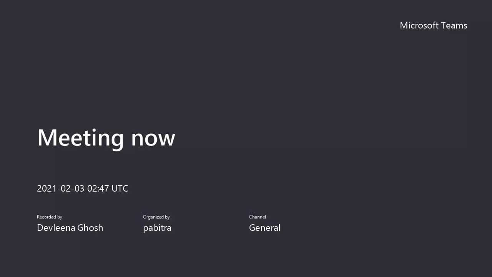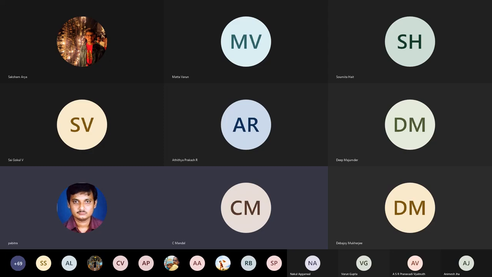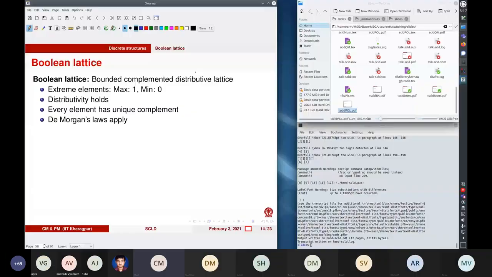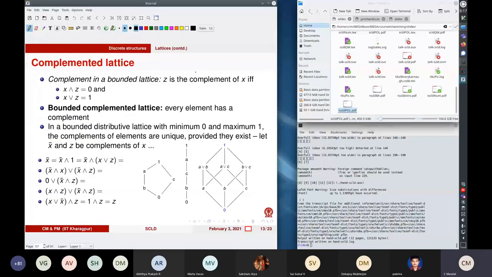Only thing, yeah, now it is okay. Yeah, you have already covered, I think, up to complemented lattices. Is that right? Hello? Yes, yes.